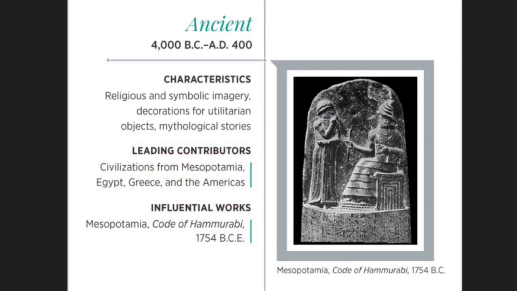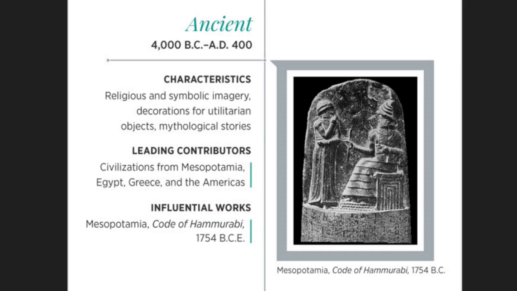Ancient art, 4000 BC to 400 AD. Ancient art was produced by advanced civilizations, which in this case refers to those with an established written language. These civilizations included Mesopotamia, Egypt, Greece, and those of the Americas.